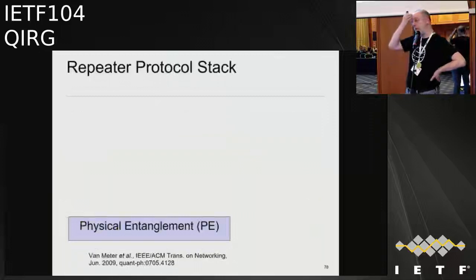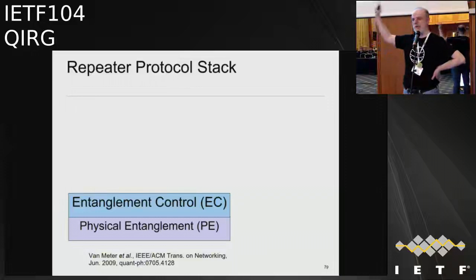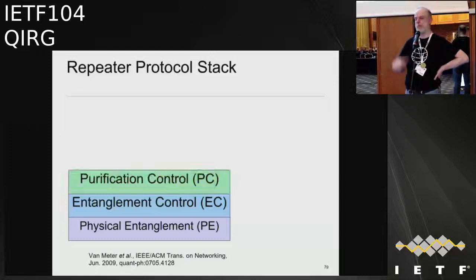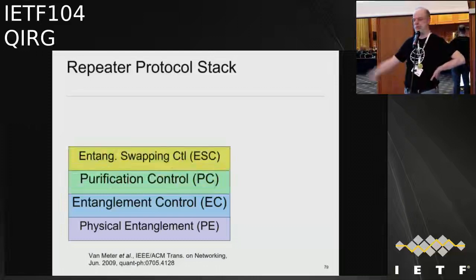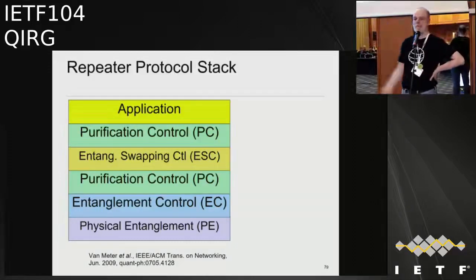So, dealing with all this, we can define this in terms of a protocol stack. You're going to have physical entanglement at the bottom, and what at the time I called EC, the entanglement control protocol, back in a paper we had in Transactions on Networking 10 years ago now. Wow, 10 years ago. Wow. And then you have some software that will do purification control, and you've got some protocol that will do entanglement swapping control, and then maybe purification control again, and then ultimately the application on top of this.